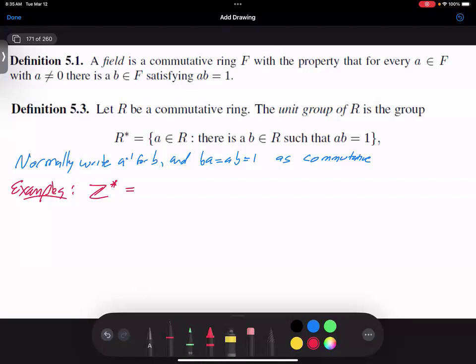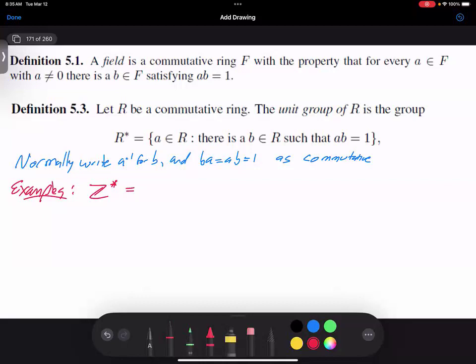So does anything other than 1 work? Does anything else other than 1 have an integer inverse? So I want an integer such that when I multiply by another integer, I get 1. So can you give me an example?